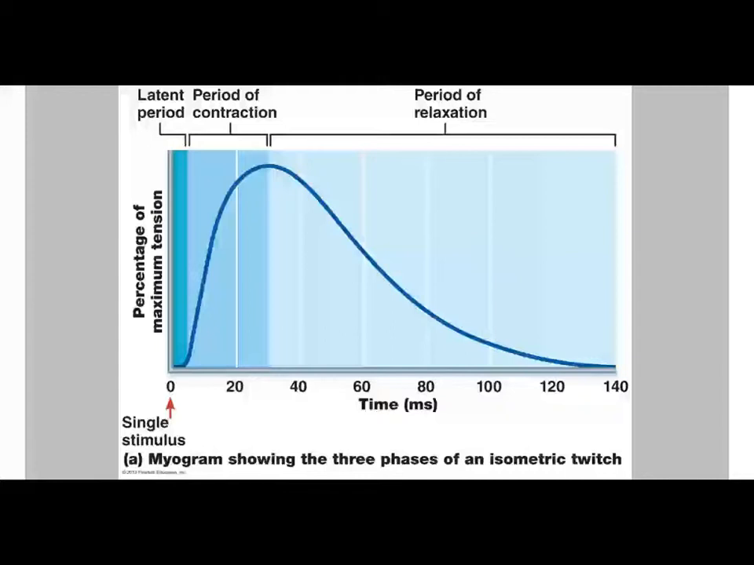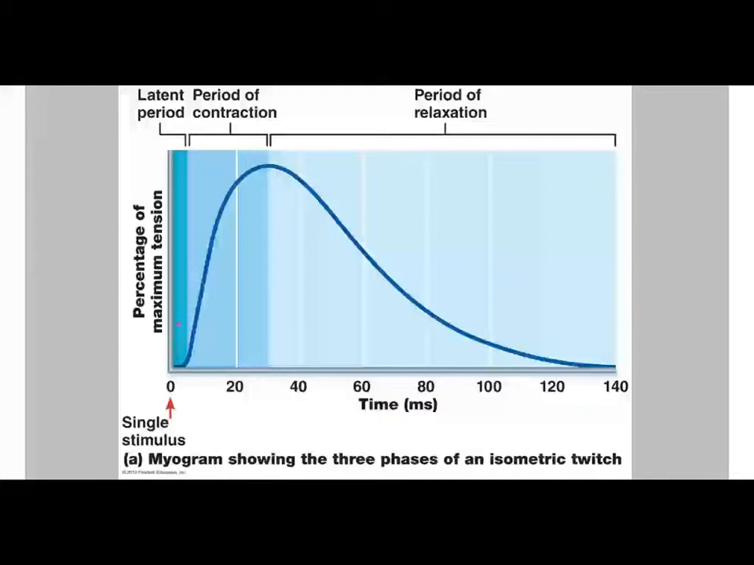A muscle twitch is actually a laboratory phenomenon that does not naturally happen in the body. This is showing what a muscle cell does in response to one single action potential, one single electrical stimulus. It's showing us the different stages of a muscle contraction. And there are 3 stages that we need to know about.